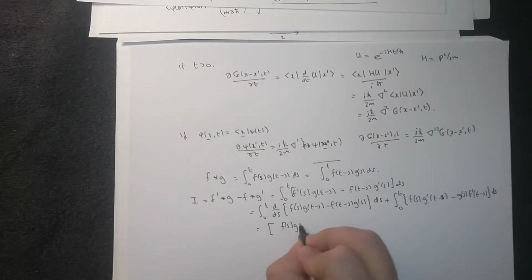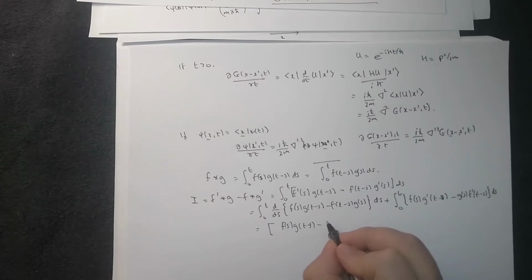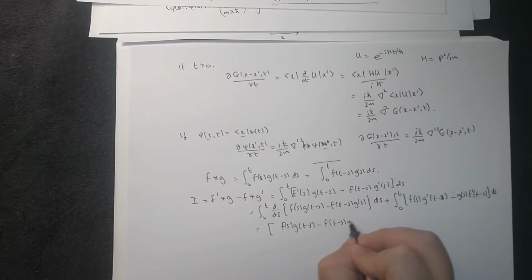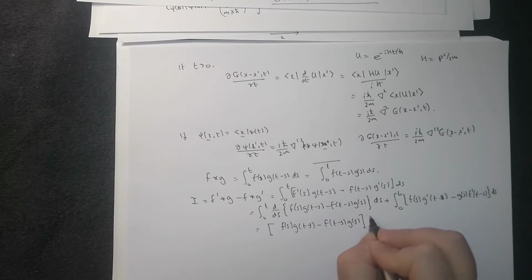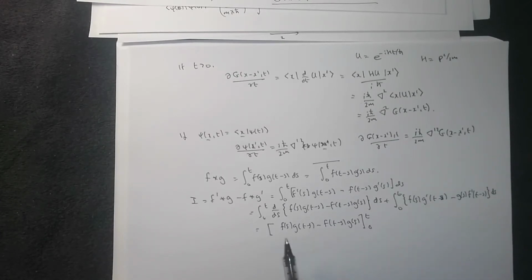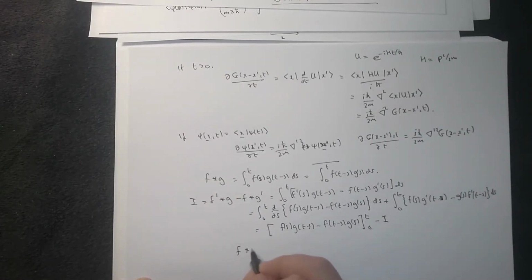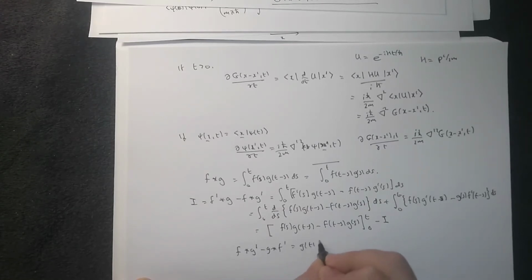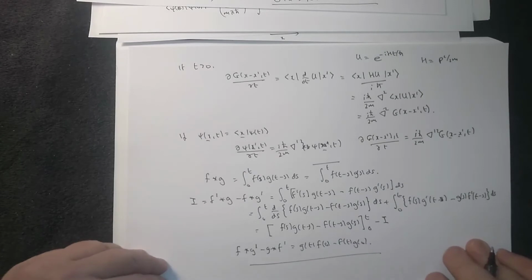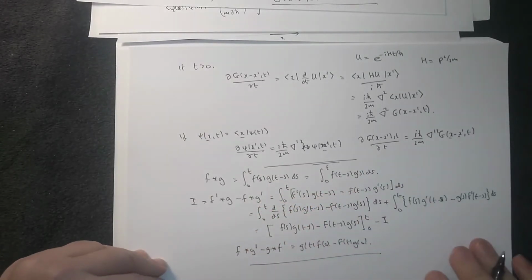That's f of s g of t minus s minus f of t minus s g of s between 0 and t. And this thing is just what we started up with. So move that to the other side and we'll find f g prime minus g f prime is g of t f of 0 minus f of t g of 0. Okay, so that was just an aside on convolutions.